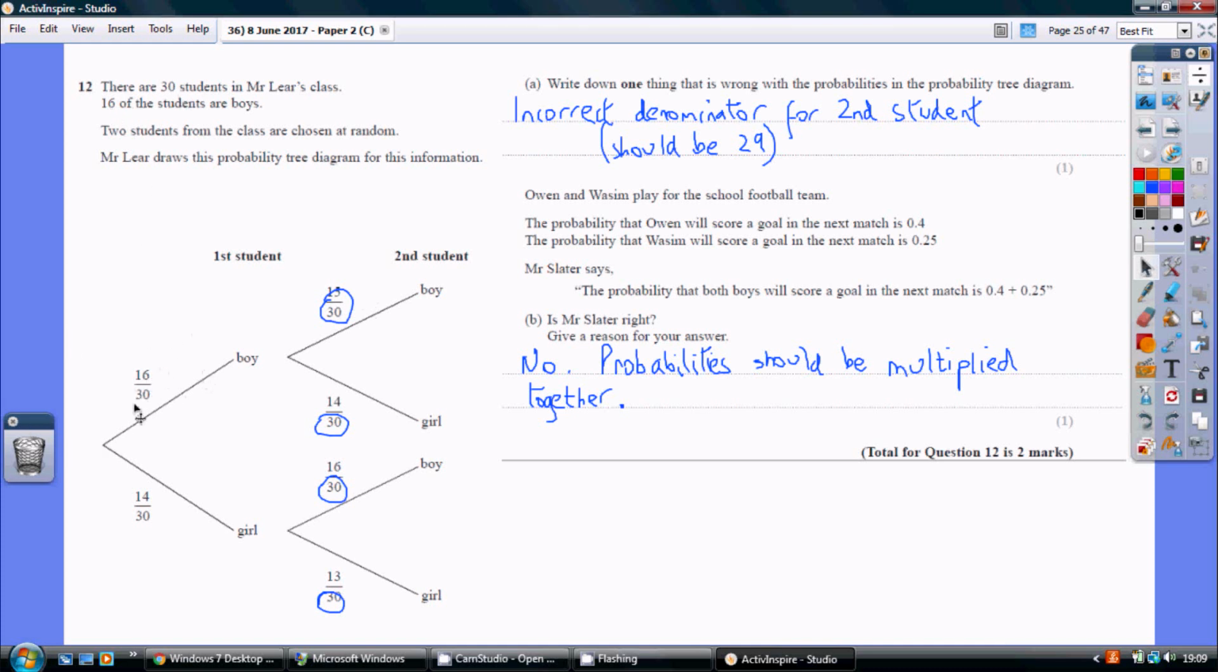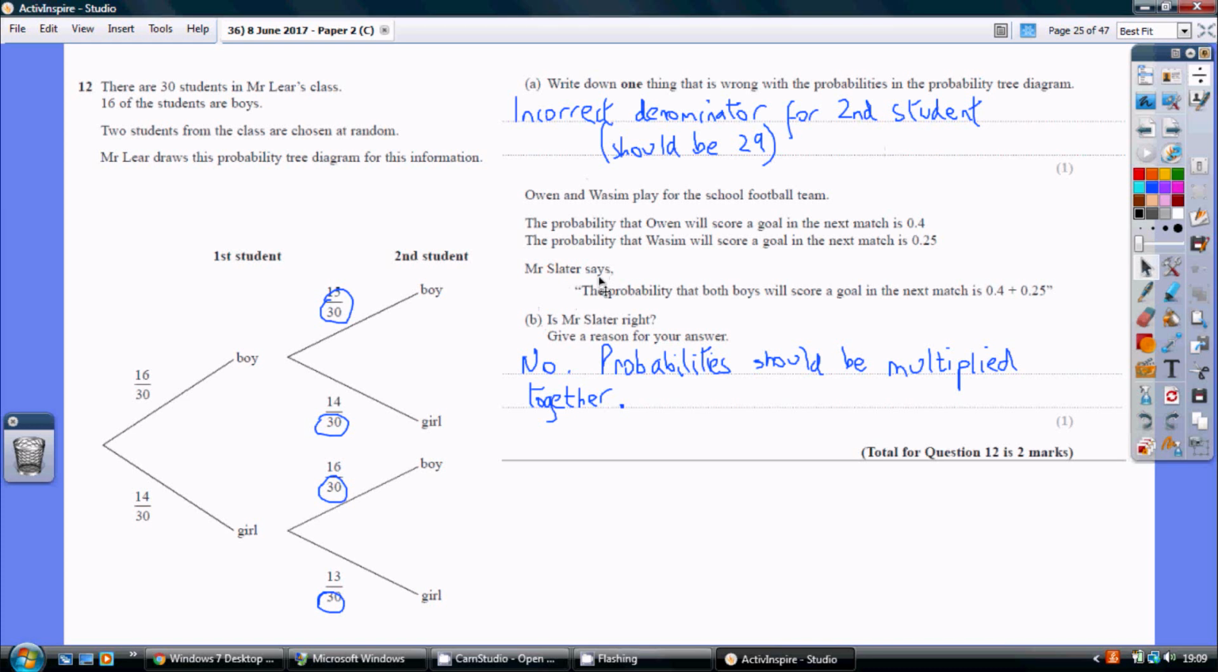But once that boy's gone, and you then pick a second student, the chances of picking a boy is now 15, of course, because one of the boys has gone, but it's no longer out of 30, is it? It should be out of 29, because one of the students has already been picked. So as you go to do your second pick, there's only 29 left. So basically, what's wrong with this tree diagram is these denominators should all be 29, not 30.